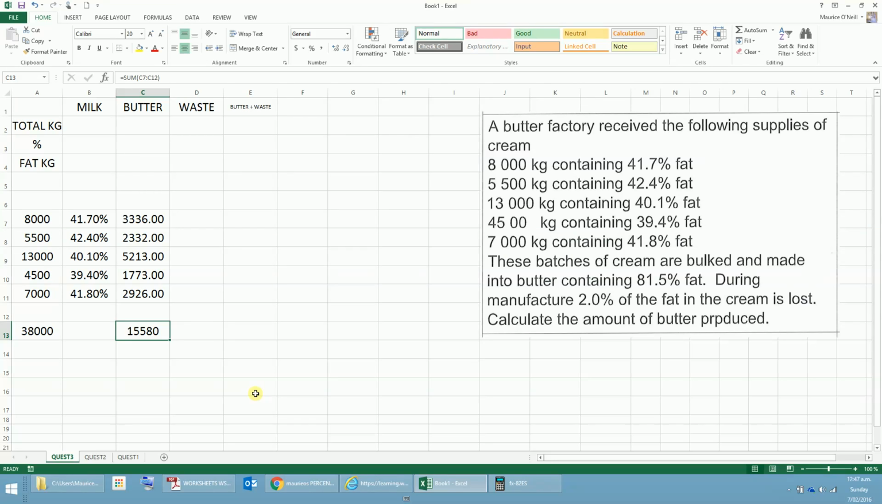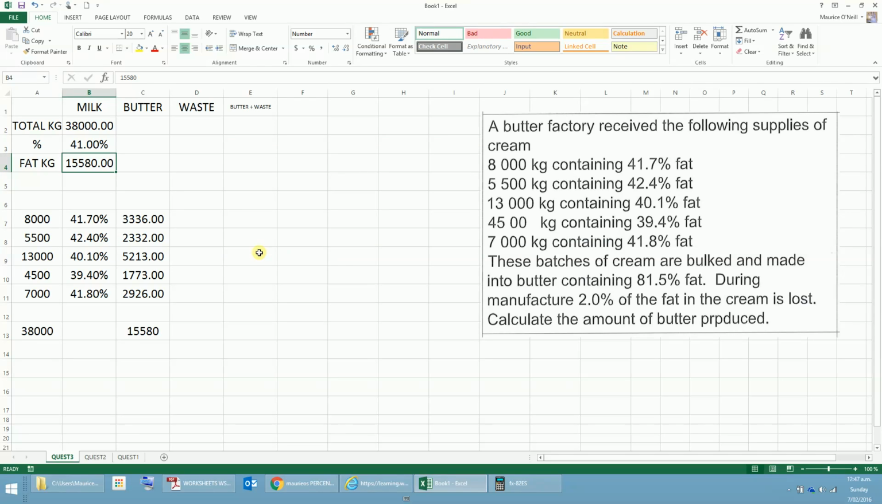So our total kgs, we could work out the percentage, I suppose. Our total kgs would be 38,000, enter there, and our total fat is 15580. So if we wanted to work out the percentage, it would just be that there divided by that, and that would give us 41%. So we've got 41% fat there.